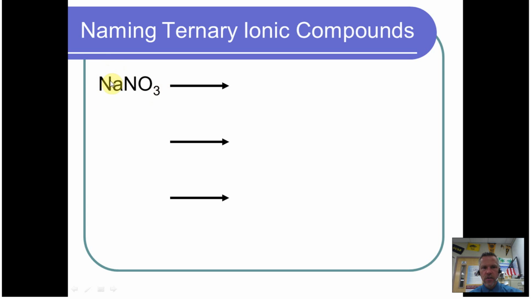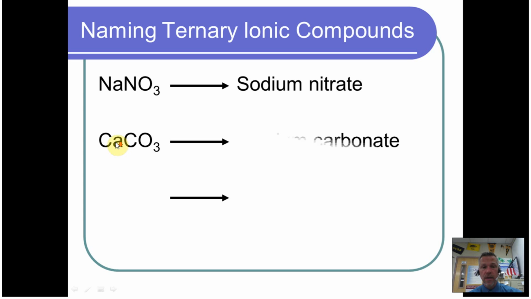NaNO3. This is a sodium ion and a nitrate ion. So the rule says to first name the cation, sodium, and then you name the polyatomic anion, making sure that the ending of the name is either ITE, ATE, or IDE. So this is sodium nitrate. How about this one? CaCO3. Well, this is calcium, and this, we can look on the table in case you don't remember, is carbonate. So the name is calcium carbonate.